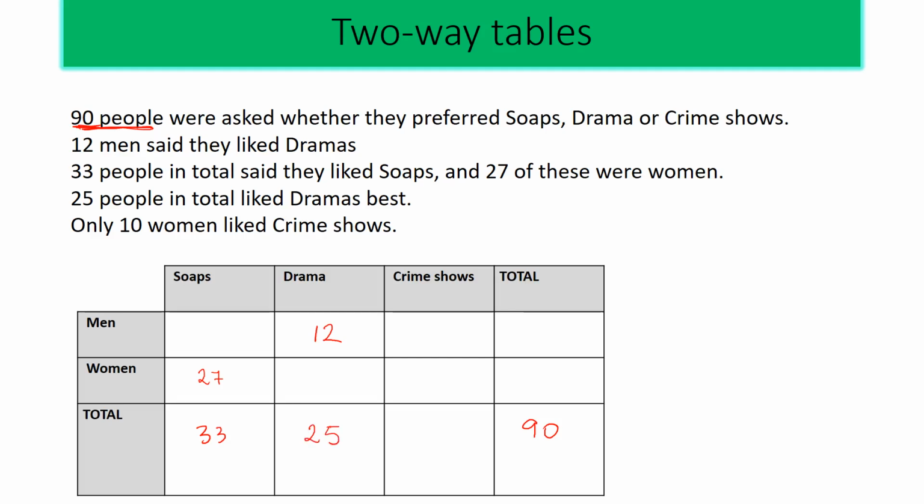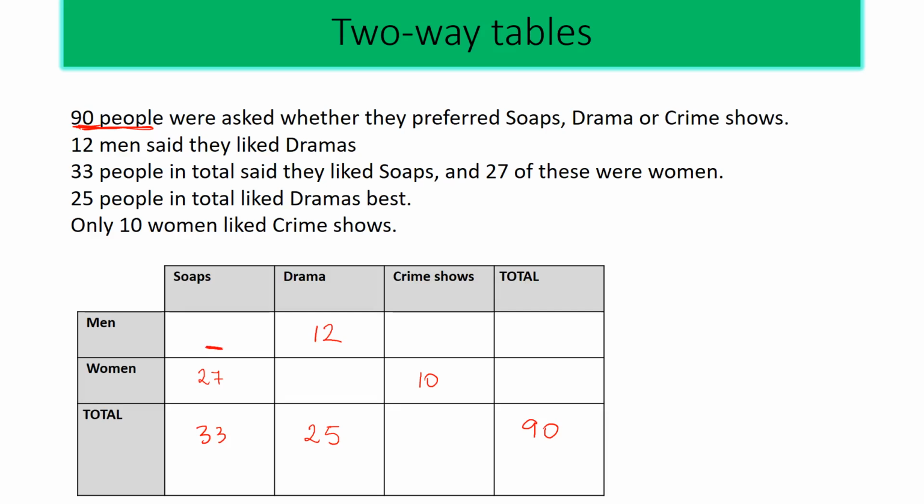Okay, total for drama. And then only 10 women like crime shows. Okay, 10 women like crime shows. So women and crime shows, we need to put 10 there. Okay, so now I have some information in the table, and I can start filling in any missing values. So I'm going to start from here.